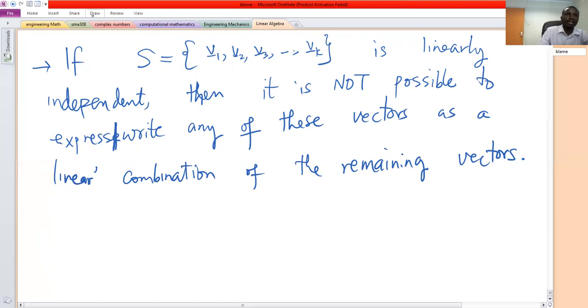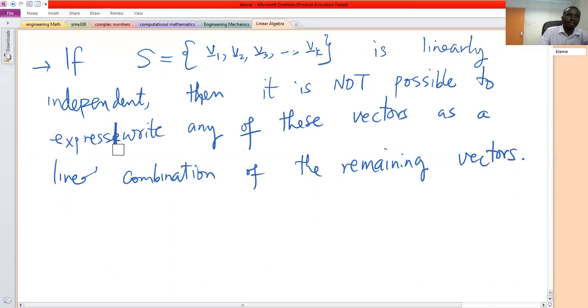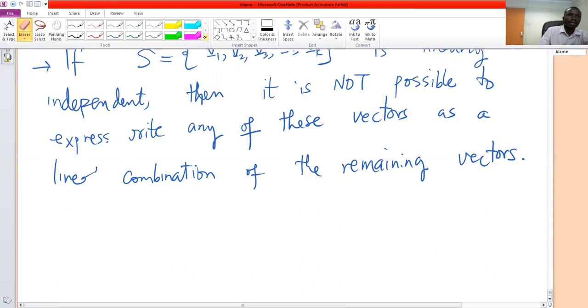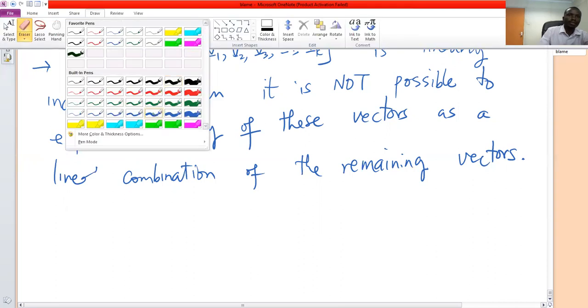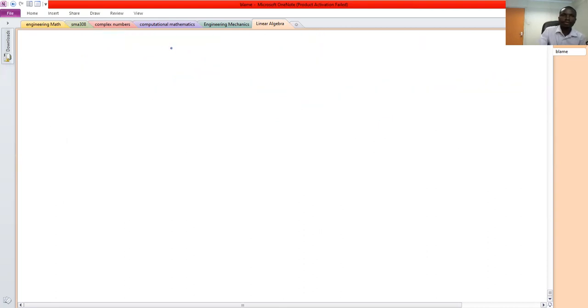What they imply is that when vectors are linearly dependent, you can write one vector in terms of the other vectors, as a linear combination of the other vectors. But when vectors are linearly independent, it is not possible to write any of the vectors as a linear combination of the remaining vectors. So, examples.